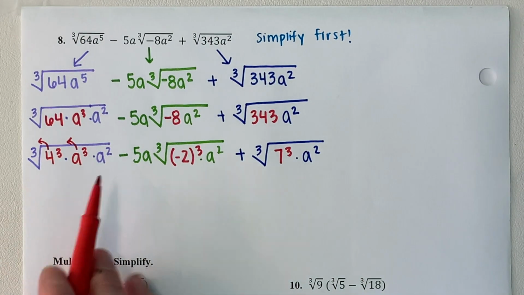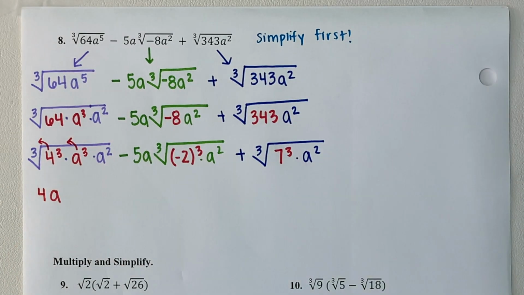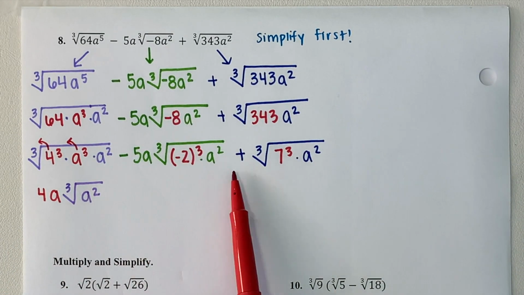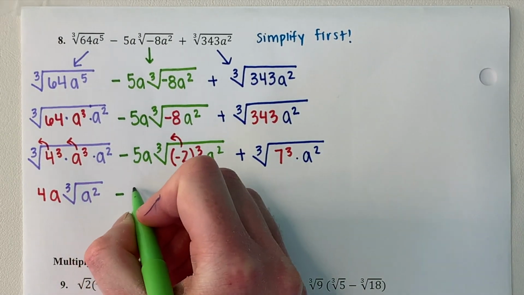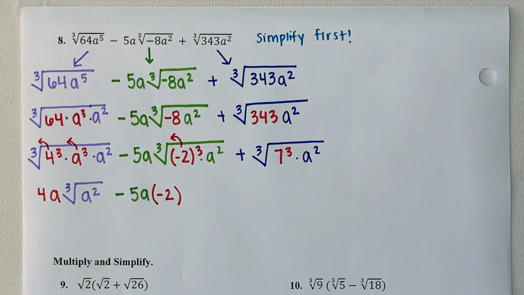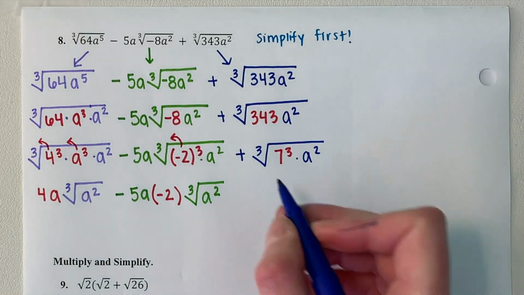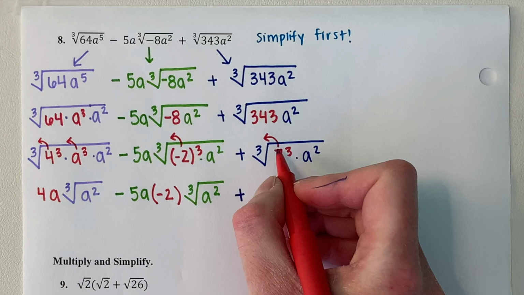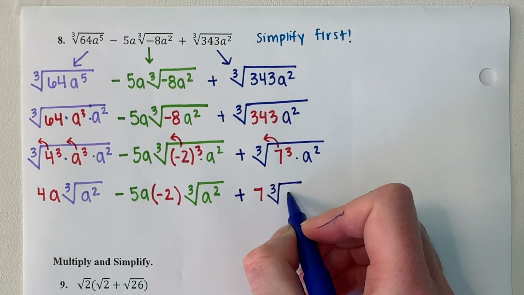So for this first radical, we'll pull out the 4 and we'll pull out the a, and all that's left underneath the cubed root is a squared. For this radical here, we can pull out the negative 2, and that will leave us with negative 5a times the negative 2 that we're pulling out, and all that's left underneath the cubed root is a squared. Finally, for this radical here, we can pull out the 7, and that will leave us with the 7 that we're pulling out, and underneath our cubed root, we'll be left with a squared.